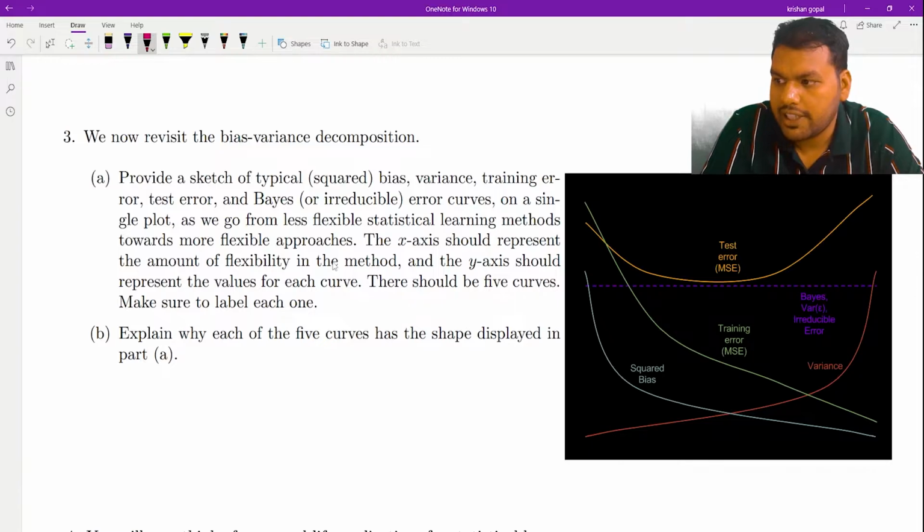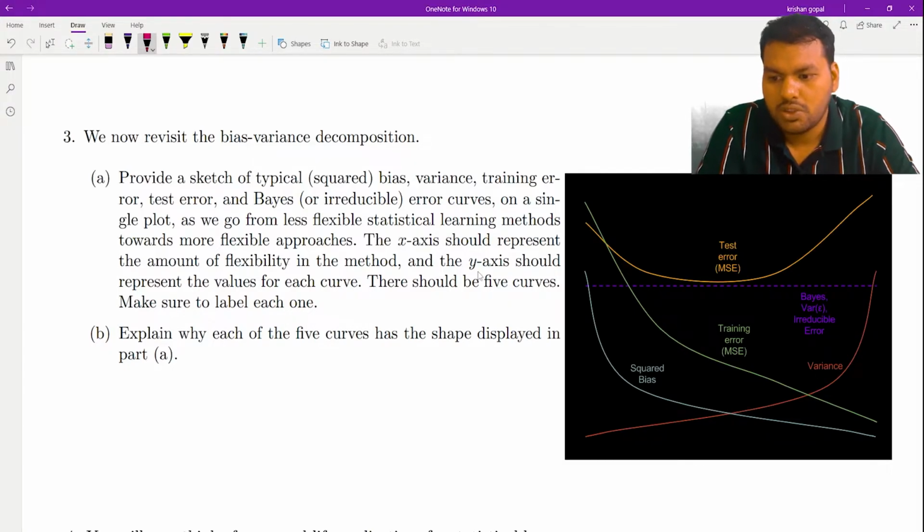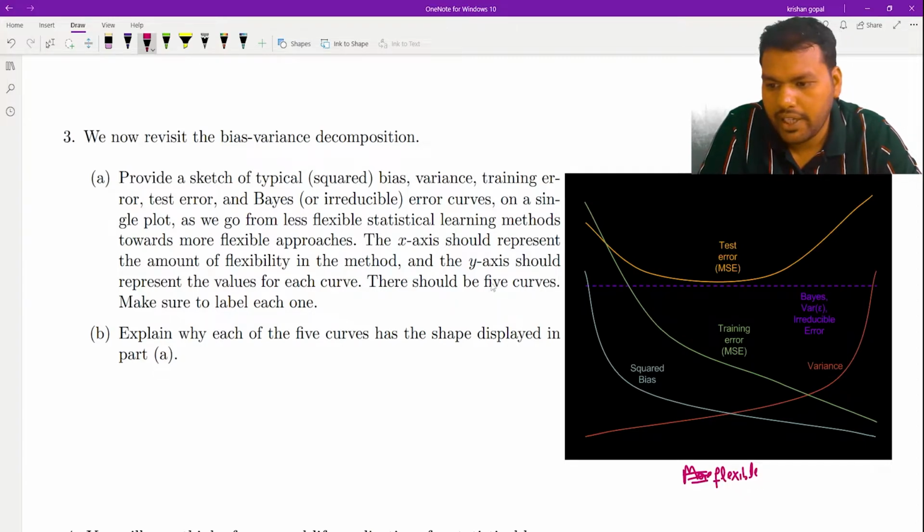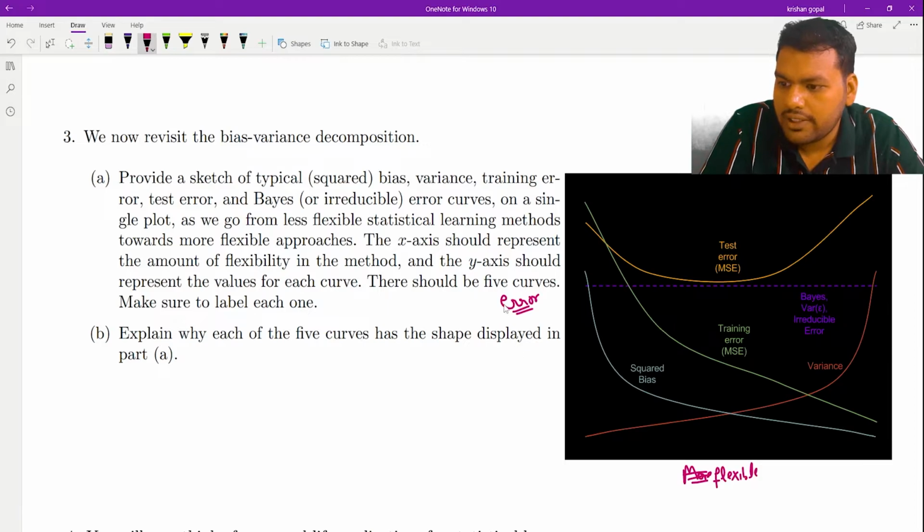Question number 3 asks to provide a sketch of typical bias, variance, training error, test error, and irreducible error curves on a single plot as we go from a less flexible statistical learning method towards a more flexible approach. Okay, I have already kept this picture here. The x-axis is the flexibility, and the y-axis is the error. There should be 5 curves. Make sure to label each one.